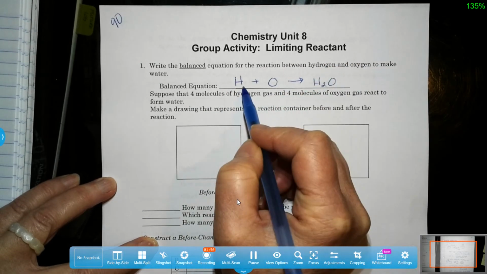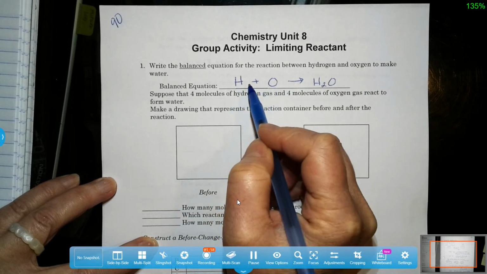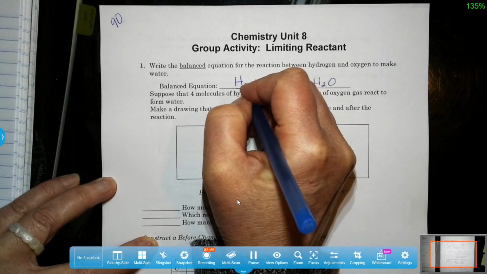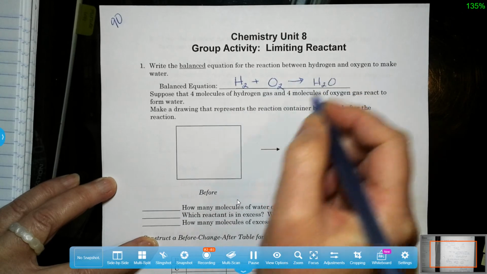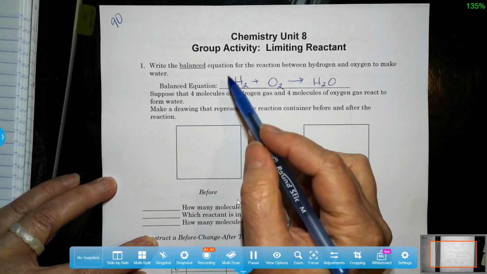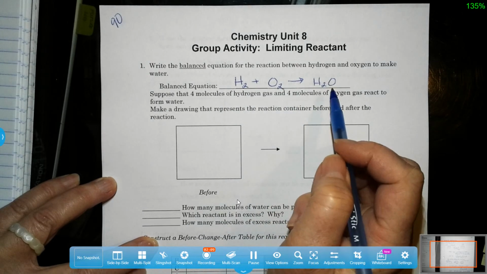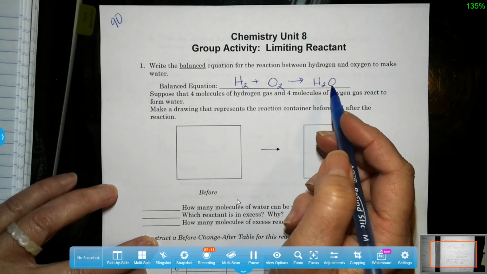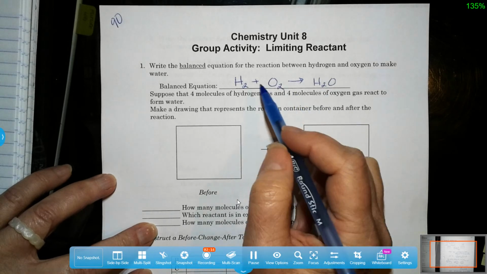However, hopefully you remember that these elements are diatomic and you needed to put a 2 there. That's going to affect your balancing, your coefficients, right? Make sure that you have the right formulas before you go about balancing. So if you didn't get that right, then make sure you fix it.